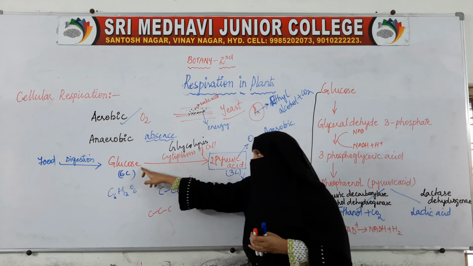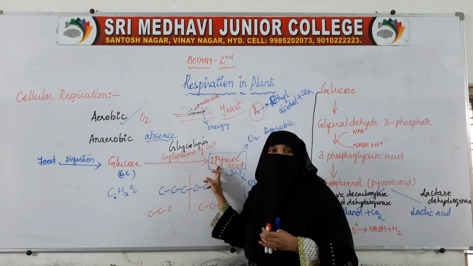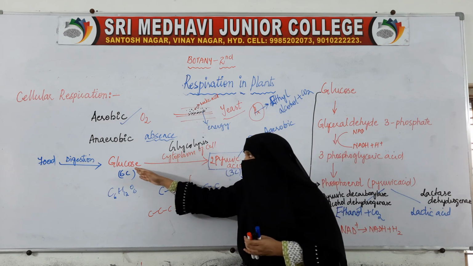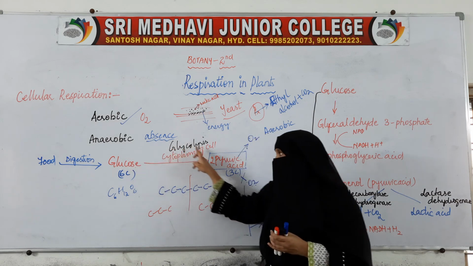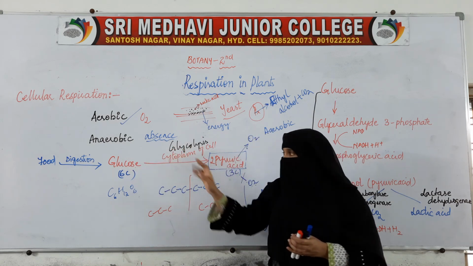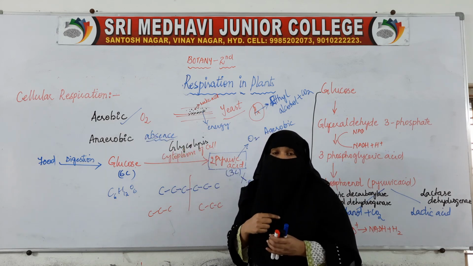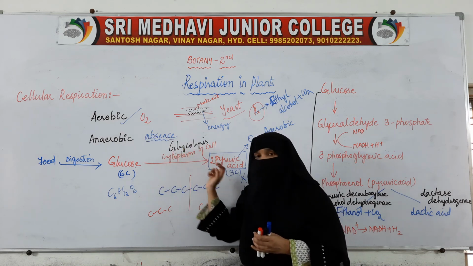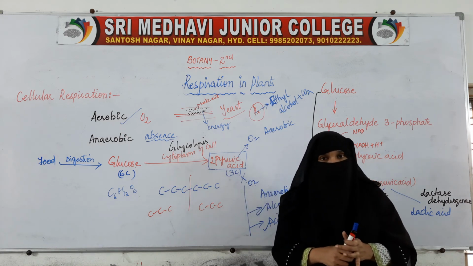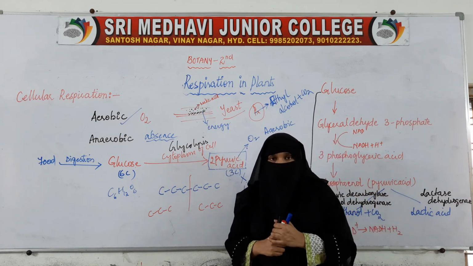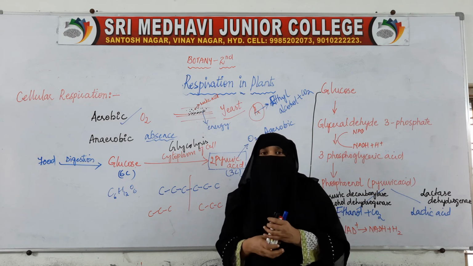This process is called glycolysis. Now, let us see how glucose is changed to pyruvic acid. This is the common step for both aerobic and anaerobic respiration. How this glucose is changed to pyruvic acid, that is the process of glycolysis, we will see in the next video.